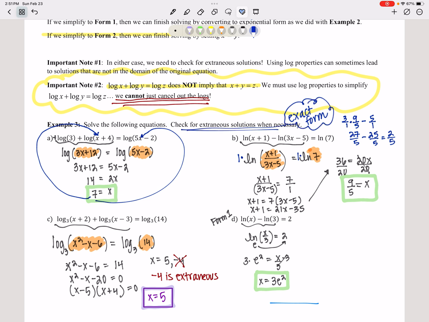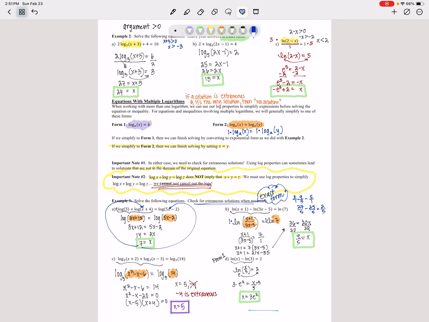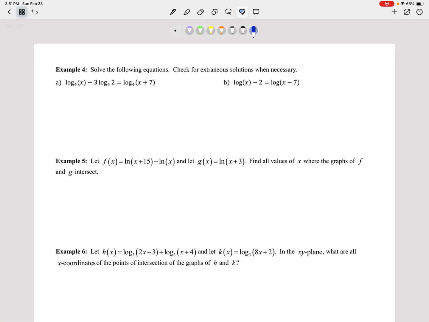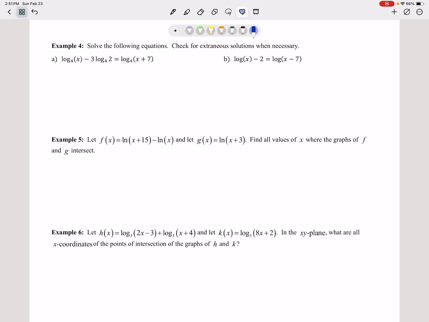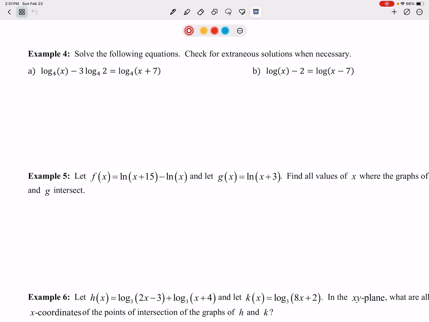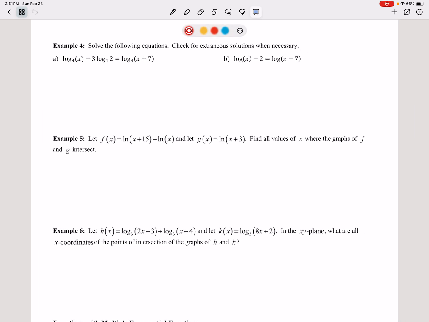Super, super important. Okay, in the next video, we are going to continue to solve these types of problems. They just get a little bit more involved, not too bad. So if you want to give those a try, you can ahead of the video and then use the video to check your answers. You're more than welcome to do that. But we'll have a video for example 4 coming up next.